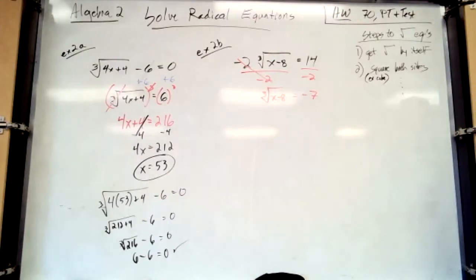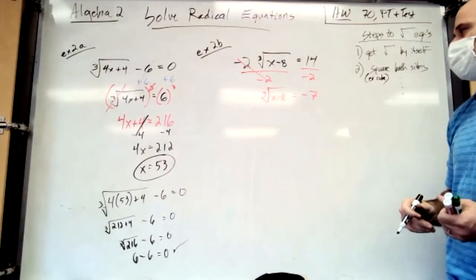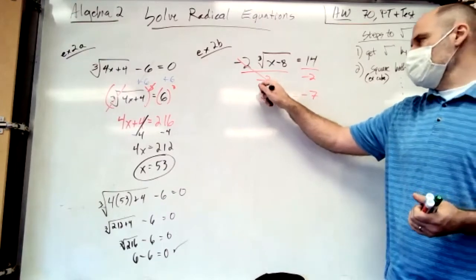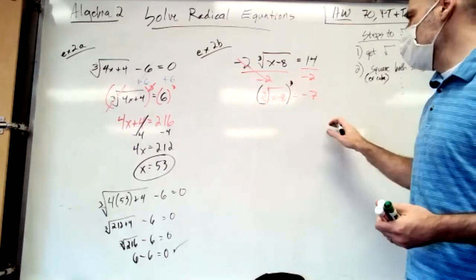Now what? Not there yet. Cube both sides. Yeah, cube it, but not square it. We're going to cube it. Yep, cube it. Good, good. So we're going to cube it.